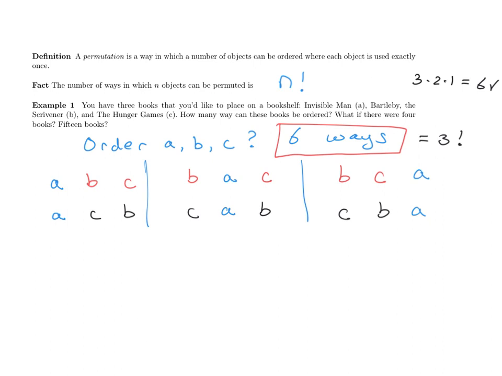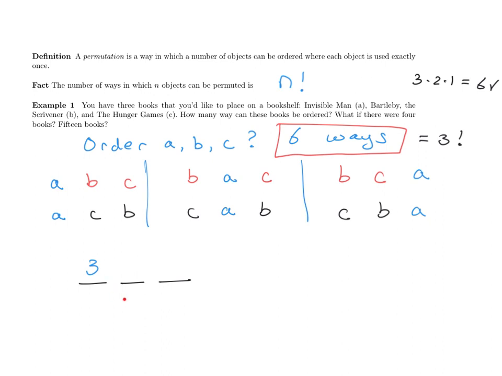Now, the first question is, well, why does that work? Why is this formula true? There's a nice, easy argument for this. On your bookshelf, you have 3 locations, the first, second, and third spot. What we're going to do is use the counting principle from the previous lesson. How many choices are there for this first spot? Well, if you haven't made a choice yet, you're choosing from 3 books, so there's 3 possibilities. Now you move on to the second spot.